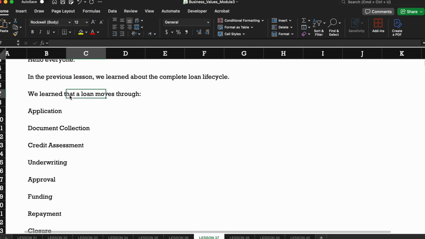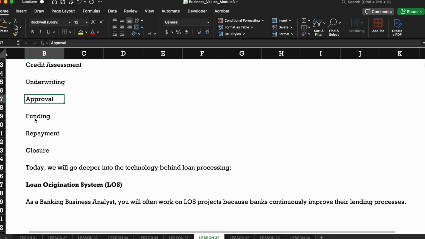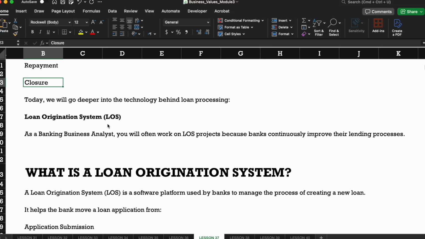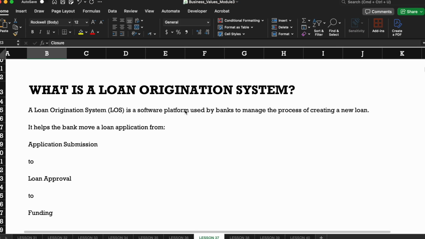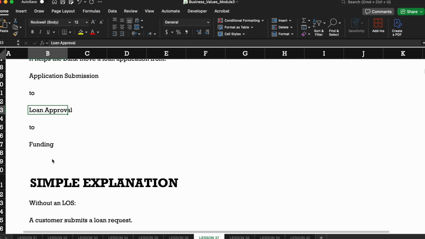Learn about the complete loan life cycle. So we learned that a loan moves through application, document collection, credit assessment, underwriting approval, funding, repayment, and closure. Today we will go deeper into the technology behind loan processing: the loan origination system, LOS. As a banking business analyst, you will often work on LOS projects because banks continuously improve their loan lending process. What is a loan origination system? A loan origination system, LOS, is a software platform used by banks to manage the process of creating new loans. It helps the bank move a loan from application submission to loan approval and funding.